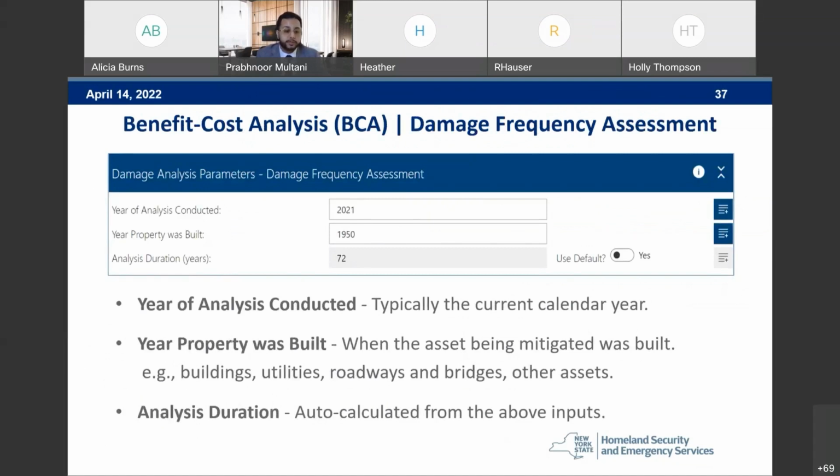Damage frequency assessment. For this section, it's year of analysis conducted, so typically the current calendar year. If you went into the toolkit today, right now, the year of analysis conducted would say 2022. Right below that is year property was built. This is when the asset being mitigated was built. And then right below that, analysis duration. This is auto-calculated by subtracting the above inputs. So the year of analysis conducted minus the year property was built is going to be your analysis duration. Next slide, please.